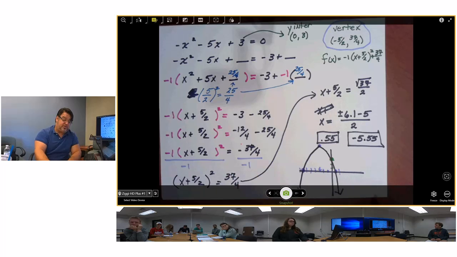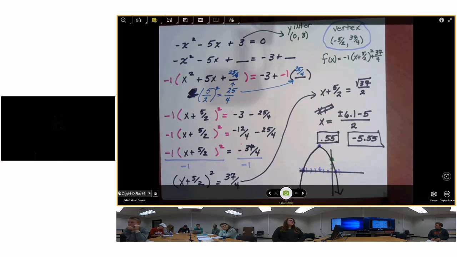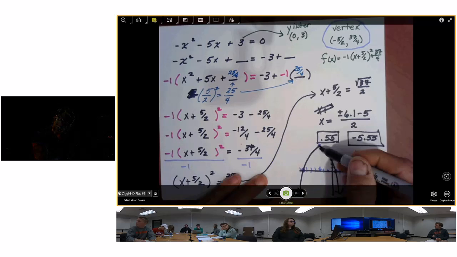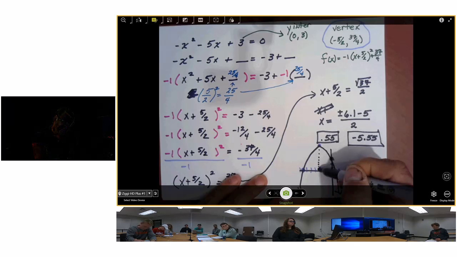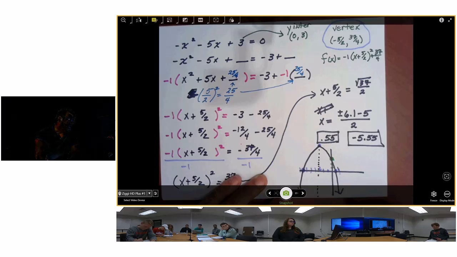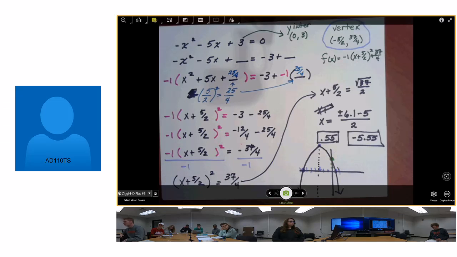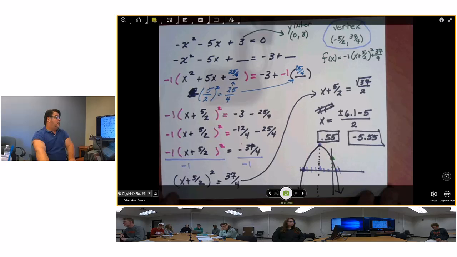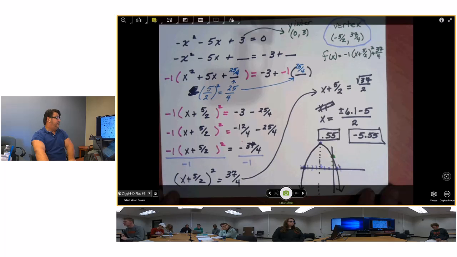All right, the domain is all real numbers. The range is negative infinity to 9 1/4. Increasing from negative infinity to negative 2.5. Decreasing from negative 2.5 to infinity. That's it. Now that's a rehash of 5, 6.